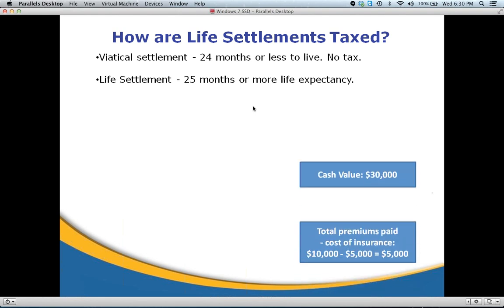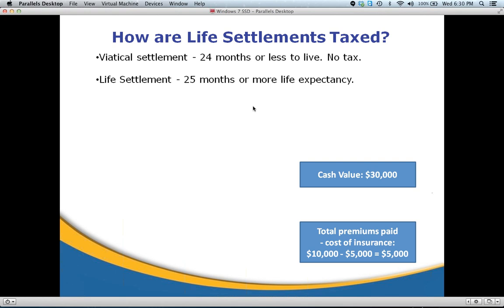So first of all, you start off with your cash value, which is how much, if you surrendered the policy today and just gave it back to the insurance company, they're going to give you this amount of money. So let's say hypothetically it's $30,000. Then you subtract the total cost of all the premiums you've paid minus the cost of the insurance.